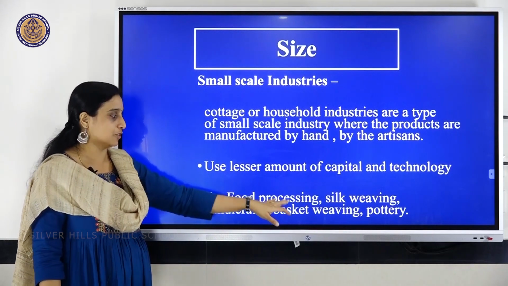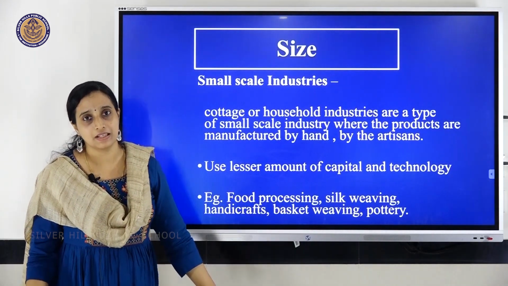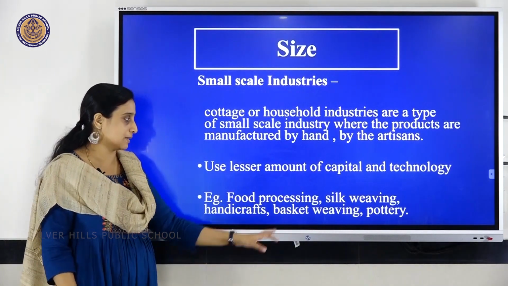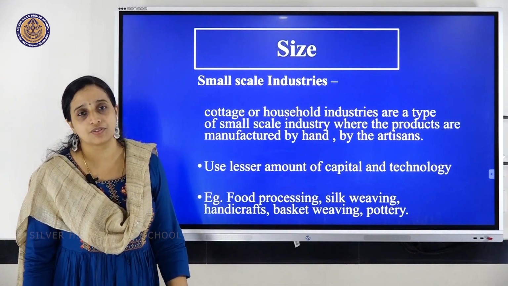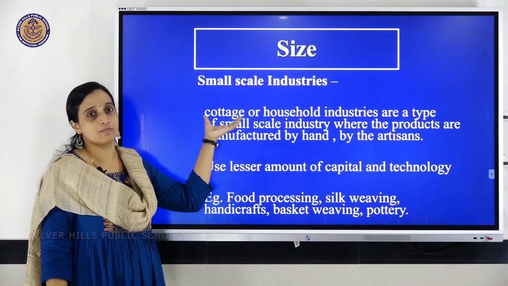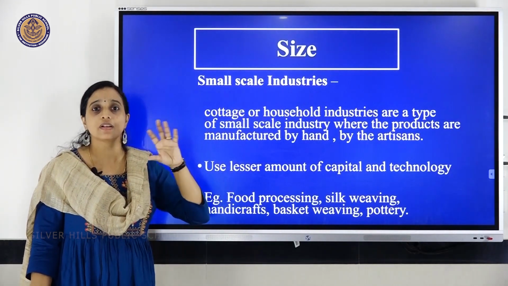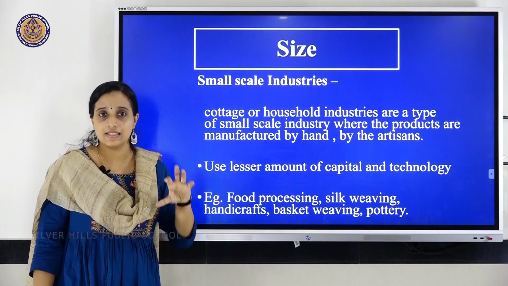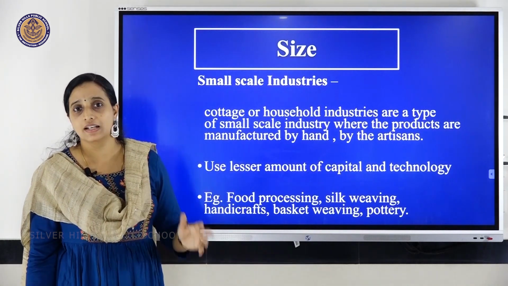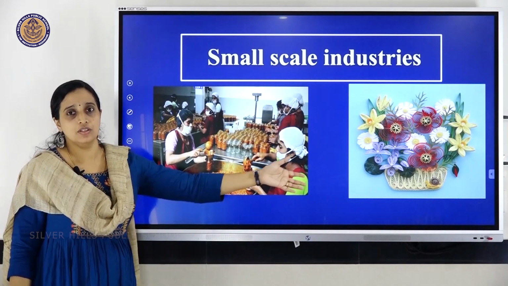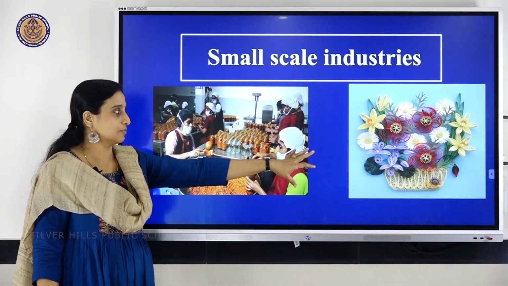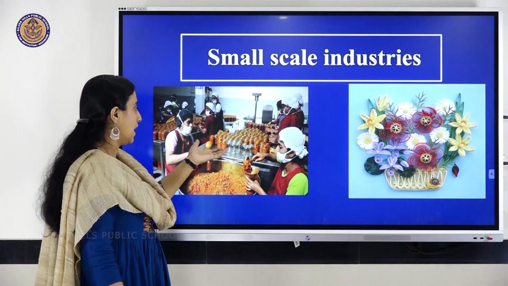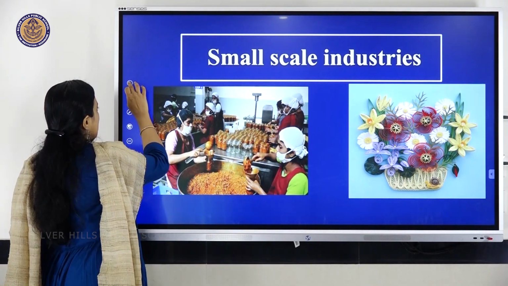For example, food processing like making of pickles or any food items, silk weaving, handicraft, basket weaving, and pottery. All these are what we call small scale industry, based on a smaller group of people, less capital, and also less technology. These are a few pictures that show how small scale industry works, the craft work done by the artisans, and how food processing is being done.